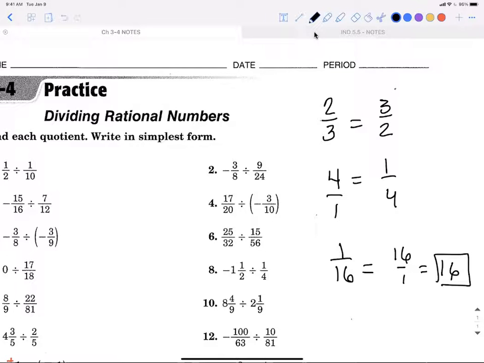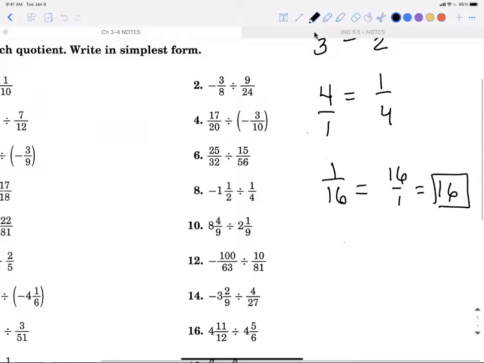Now, if it's a mixed number and you're asked to write the inverse, you cannot do the inverse with it mixed. So before you can do the inverse, you have to turn it into an improper fraction, then flip it. So 3 times 2 is 6, plus 2 is 8. Now that it is improper, now we can flip it. So always turn mixed numbers into improper fractions and then flip them.